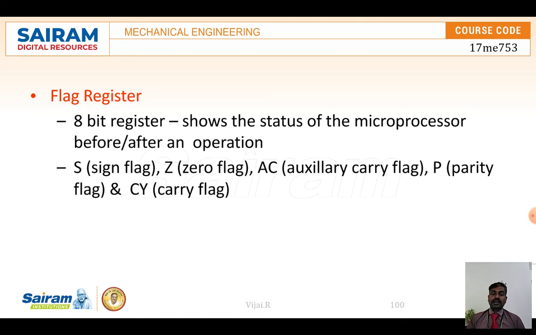A flag register is an 8-bit register. It shows the status of the microprocessor before and after operations. This is the function of the flag register. Now we will see what types of flags there are. There are five: the sign flag, zero flag, auxiliary carry flag, parity flag, and carry flag. Let me see them one by one.